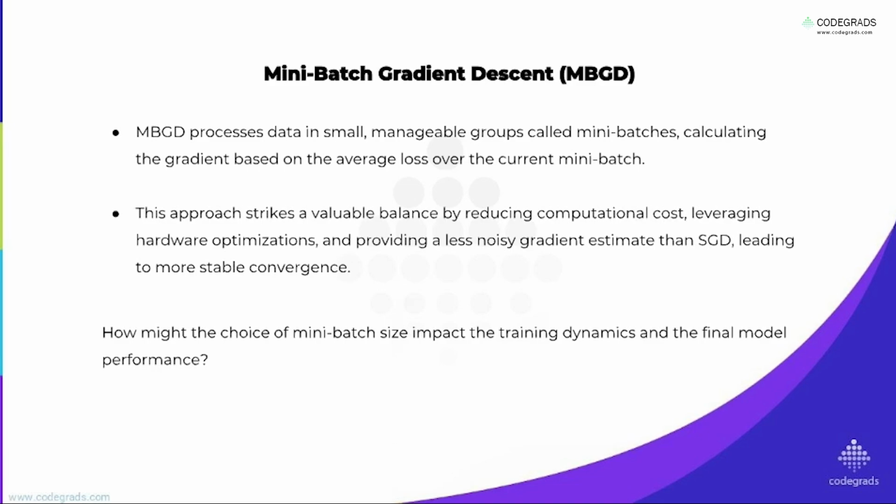Mini-batch size is a critical hyperparameter. Smaller batches add noise, but allow frequent updates and can escape sharp local minima. Larger batches offer stable gradients and efficiency, but risk settling in suboptimal minima.